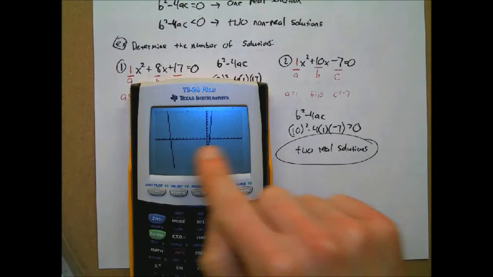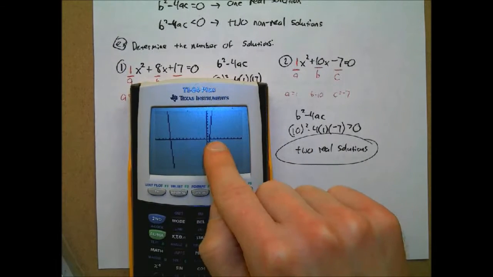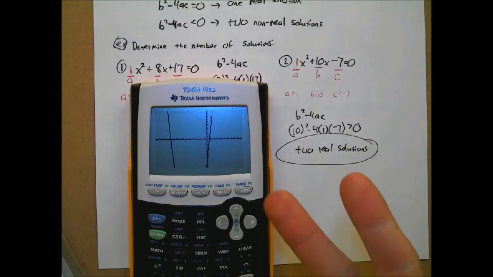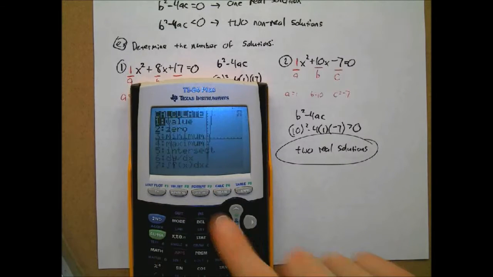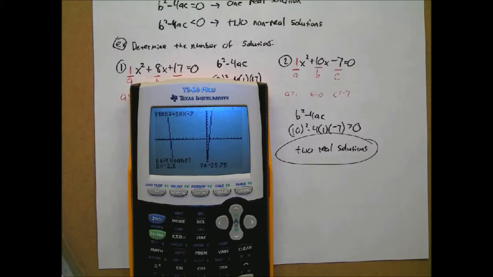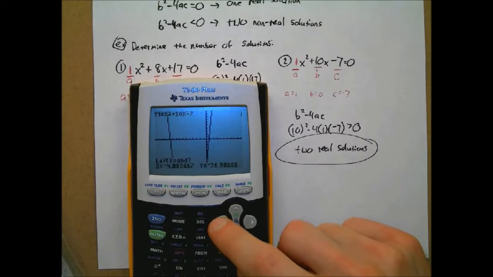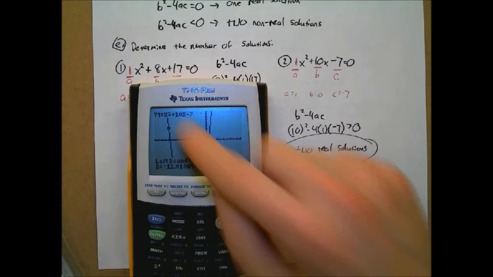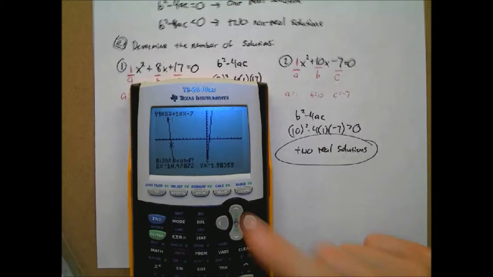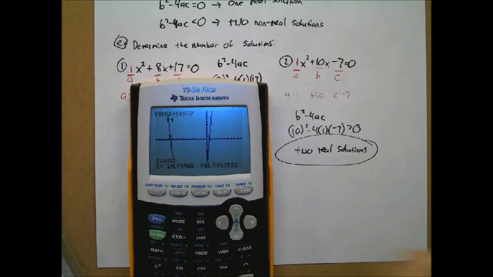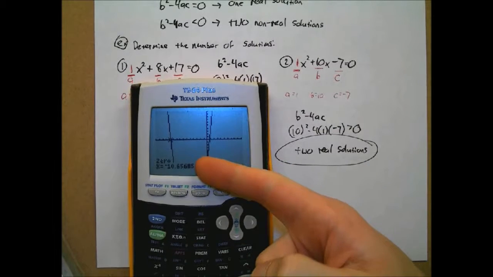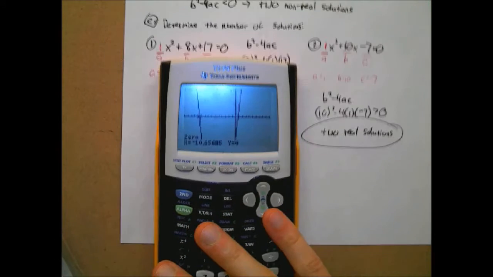There's one solution there, and there's one solution there. If you wanted to find the exact solutions, remember you can always do second trace and use the zero command. Then use the arrow until you see it. Go to the left of the zero that you want to find, go to the right of your zero, and hit enter. And then guess it, and there it is. You can see there's one of my real solutions there.